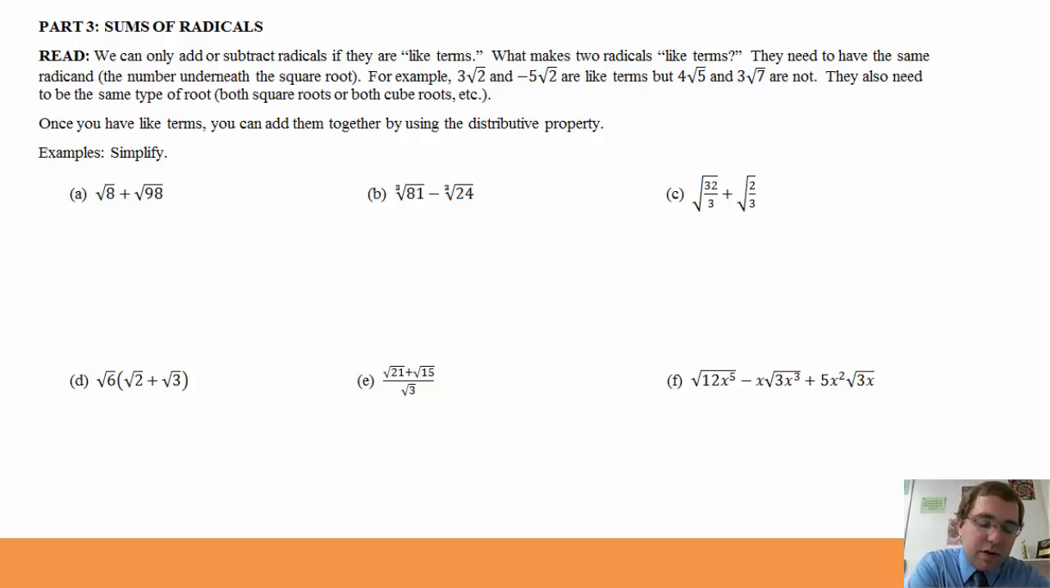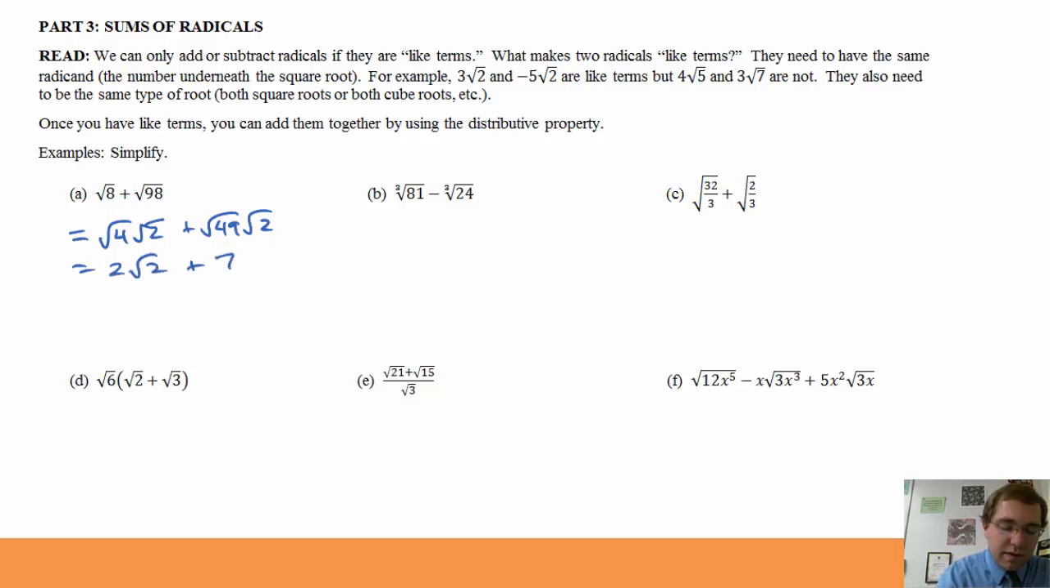So once you have like terms, you can add them together using the distributive property kind of in reverse. So here's some examples. Let's simplify the square root of 8 plus the square root of 98. Well, those do not have the same root. But can we transform them so that they do? Well, the square root of 8 is the square root of 4 times the square root of 2. And the square root of 98 is the square root of 49 times the square root of 2. Which means this is 2 radical 2 plus 7 radical 2. Now they have the same root.